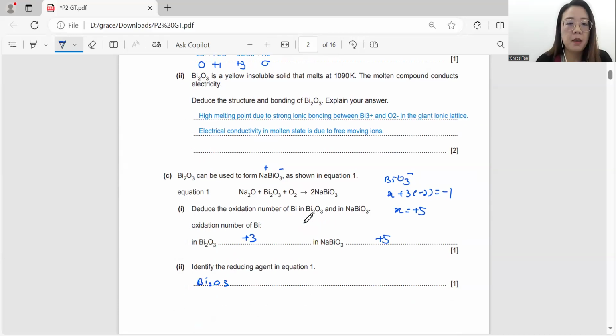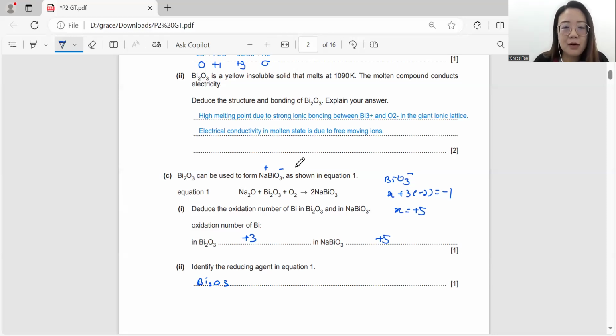Okay, part C. Bi2O3 can be used to form the NaBiO3 shown in equation 1. Deduce the oxidation number of bismuth in both compounds. When you look at the NaBiO3, Na is group 1, so it's positive. That means the BiO3 is negative, just like CO3 2 minus.